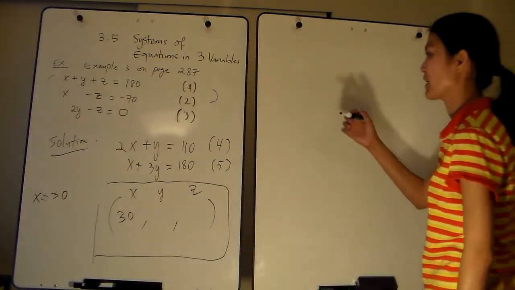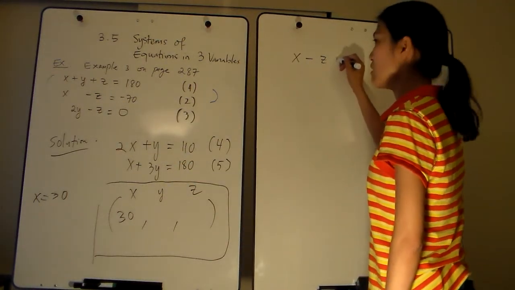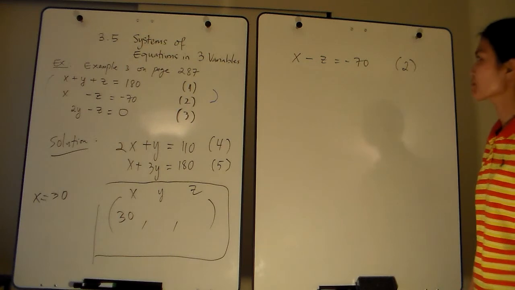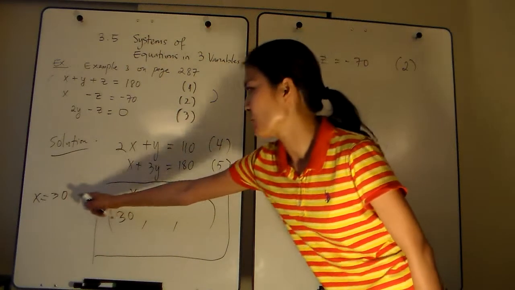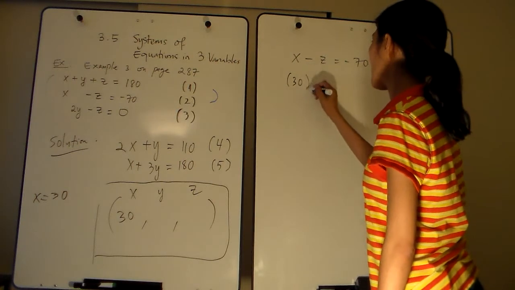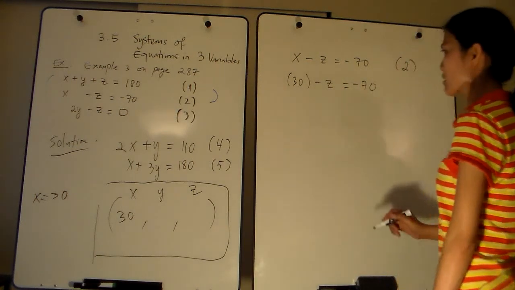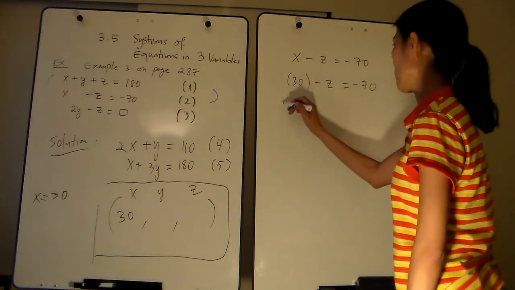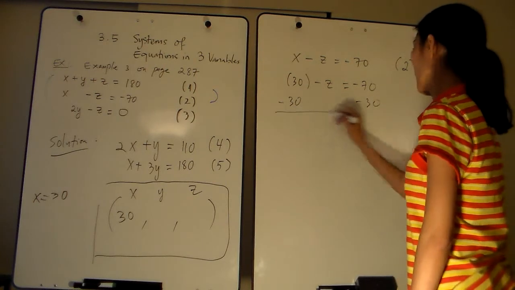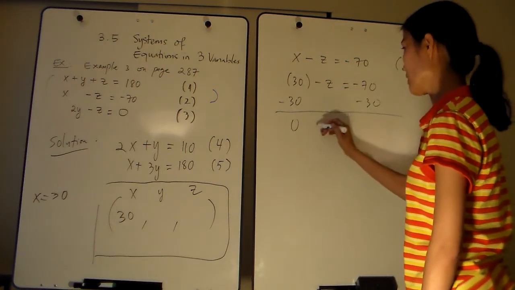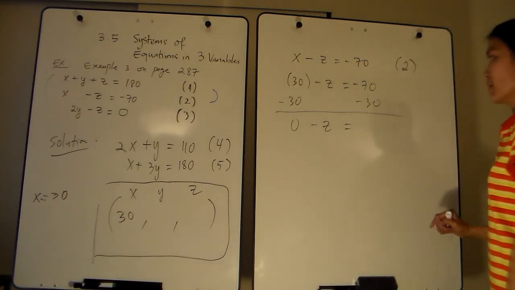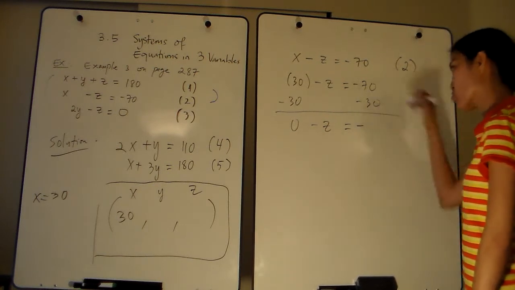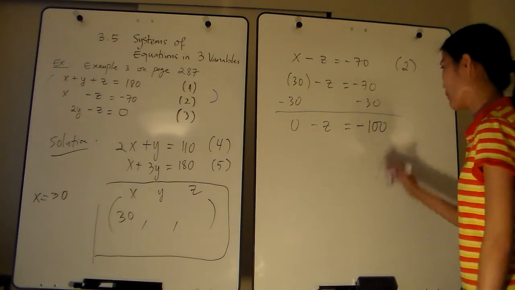So let me take equation 2, x minus z equals negative 70. I know x, right? So x equals 30. Substitute here, I get this. Simplify, to get the z alone, you need to subtract 30 on both sides. 30 minus 30 is 0. Subtract z here. Negative 70 minus 30. It becomes adding, okay? But keep the same sign. So you find the sum of these two values, which is 100.